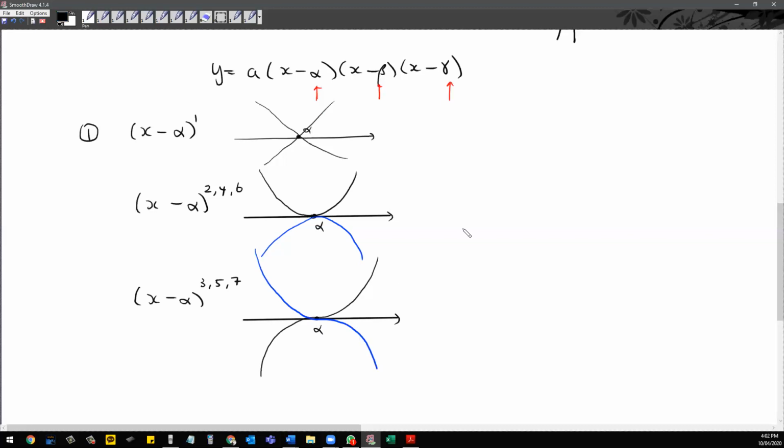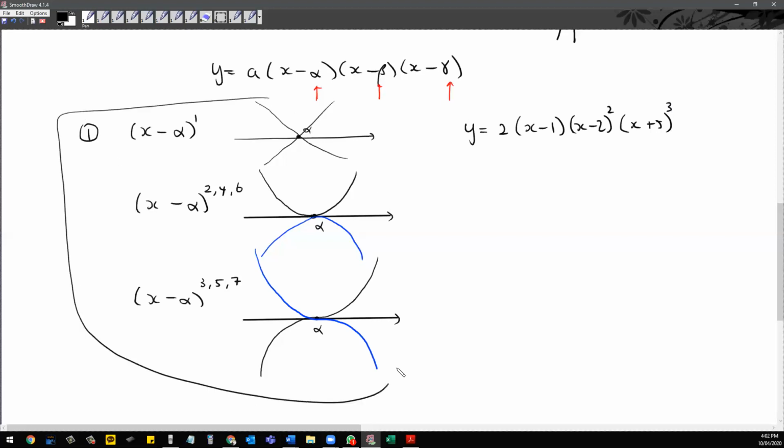Now, I'm going to give you a question, so we can go beyond the cubic function. If you have 2, then x minus 1, x minus 2 square, and then x plus 5 to the power of, let's say, 3. Besides this stuff here, you need to know, number 2, the orientation. So we'll talk about that right now.